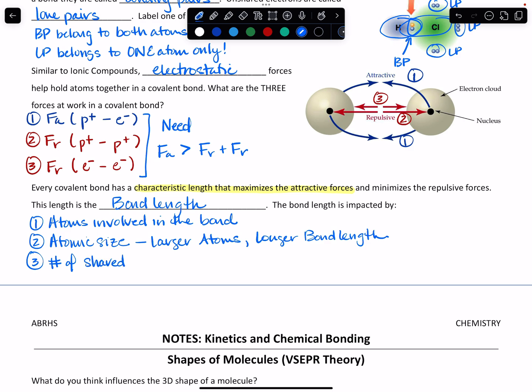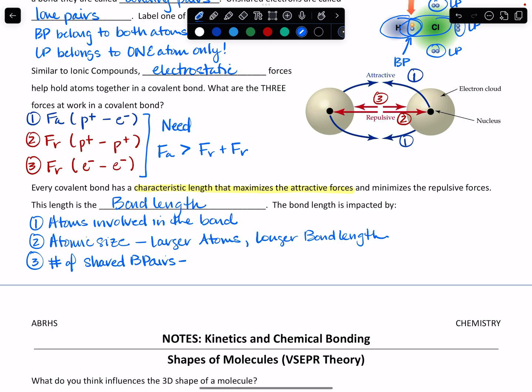And then finally, the number of shared bonding pairs. The more pairs that they share, the shorter the length becomes. And it comes into this attractive force between the protons of one atom and the electrons within the bond. If you have protons trying to pull on two electrons, the force of attraction is going to be okay. But if you have four electrons, the force of attraction increases. If you have six, the force of attraction goes up even more.